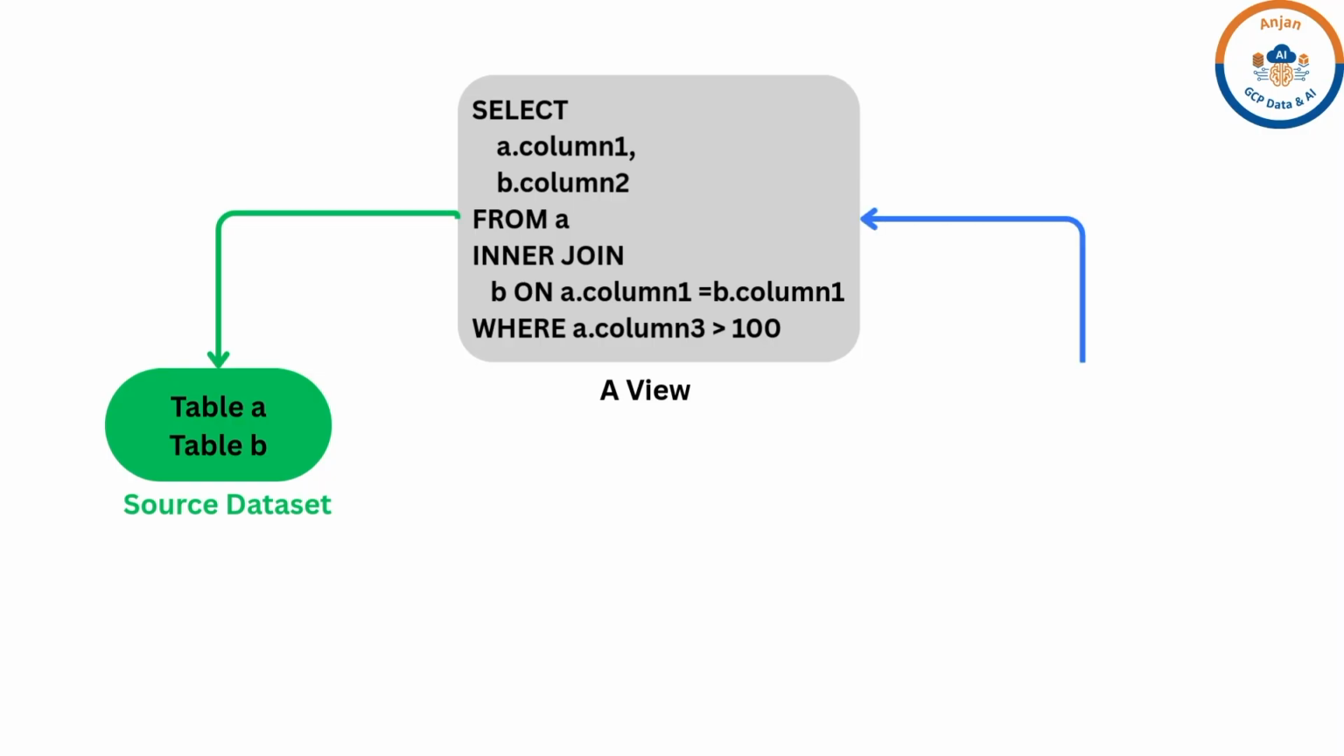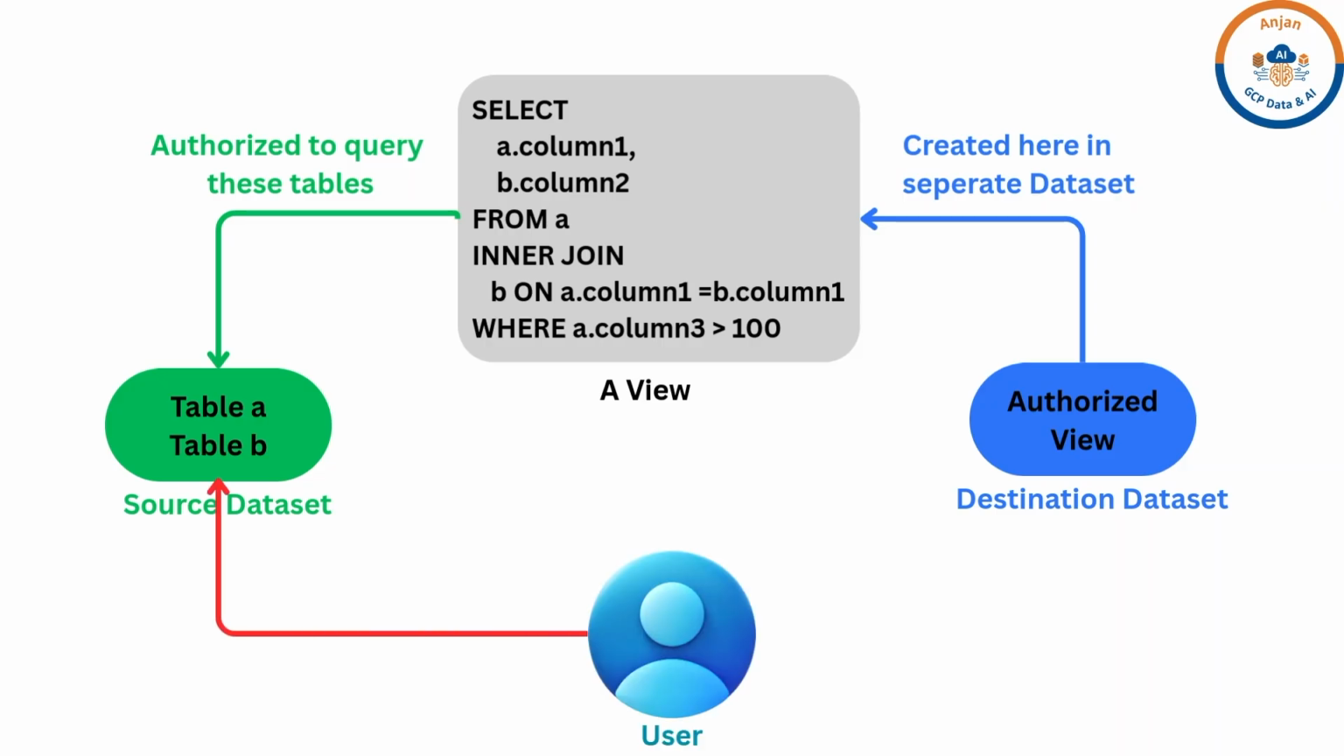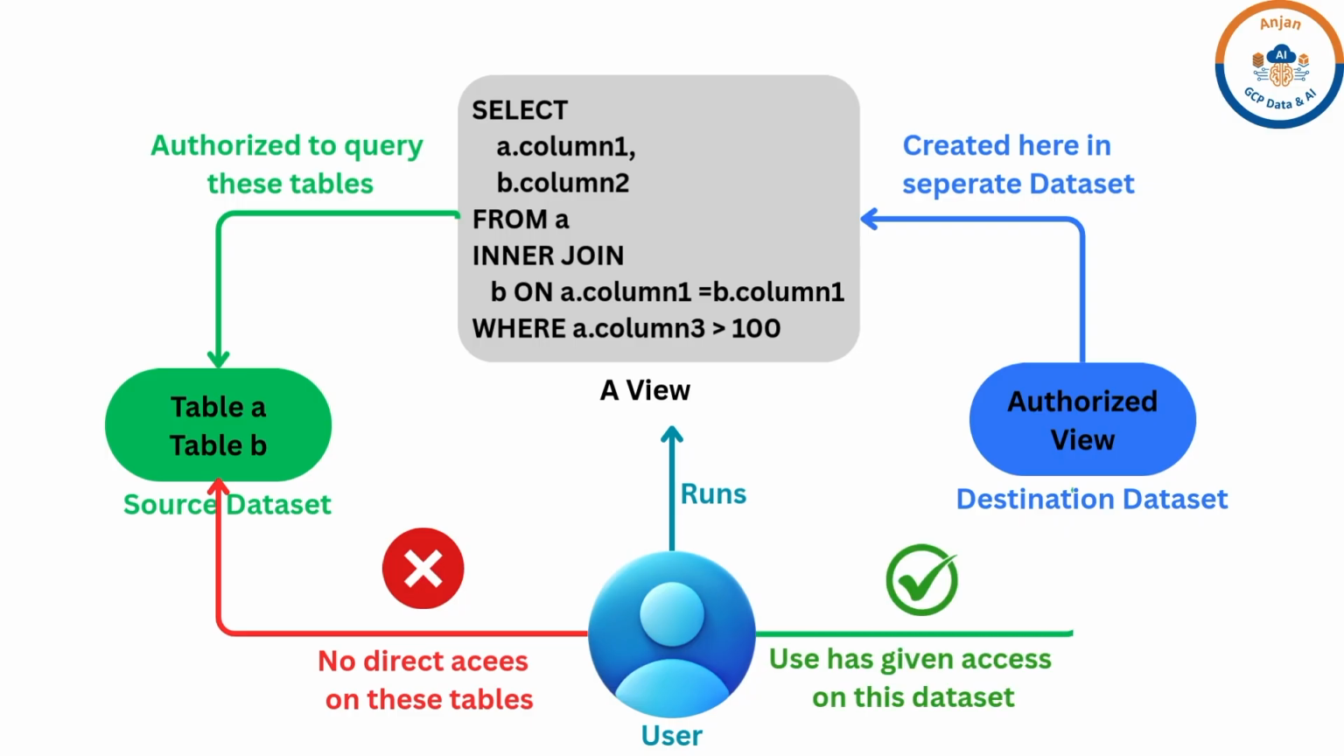Now, an authorized view is a specific type of view that has been granted permission to query tables in a different dataset, a source dataset, without giving the user who runs the view any direct permission to the underlying source tables. This is the key benefit. The user queries the view, which accesses the data on their behalf. The user only sees the limited result set the view defined.